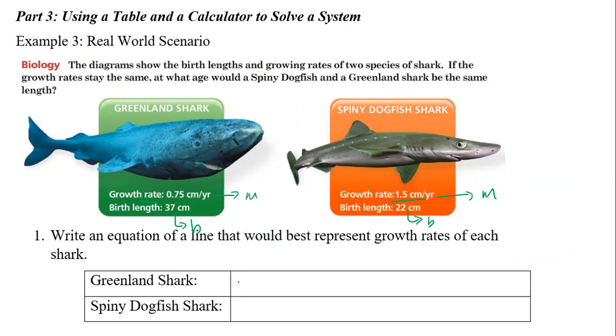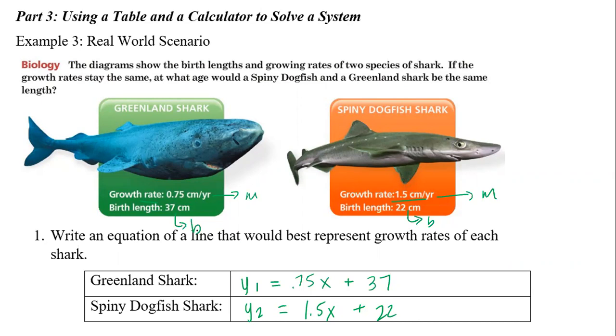So when I write the equations, we're going to say y1 equals, so for the Greenland shark, its rate is 0.775x, and its initial birth length is 37. For the spiny dogfish shark, we're going to call that y2. And its growth rate is 1 and 5/10 x, and its initial is 22 centimeters. I said weight, not length. My bad, y'all.